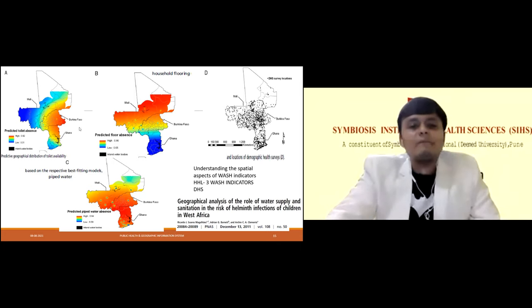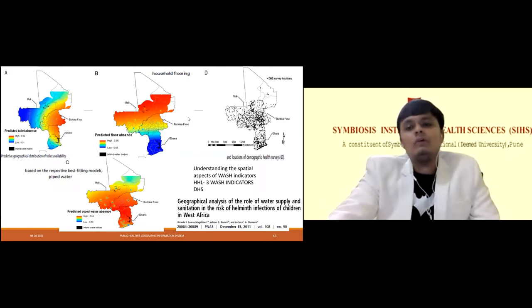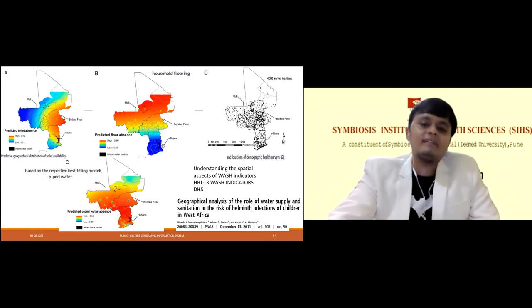So in terms of presence of toilet, they have used a technique which I have already discussed, spatial interpolation, in this slide. They have used this technique and provided three maps for predicted toilet absence, predicted floor absence, and predicted piped water absence. So this was a breakthrough. The conclusion was that these three countries were lacking in the Millennium Development Goals for water and sanitation.